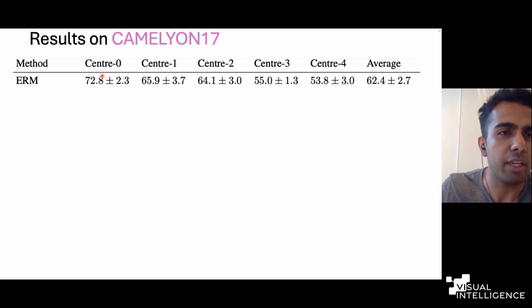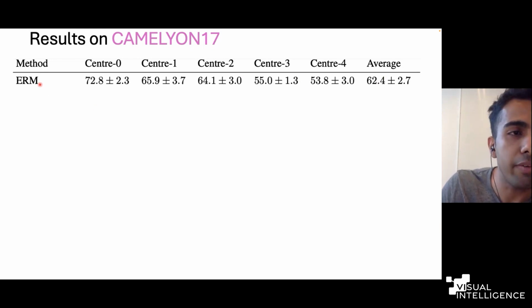What I'm showing here is that if you train a model on images from center 0 and you test it on all the other centers, this is the accuracy of that center. And we train 10 models per method per center. So there are 50 models in here, one for each center. And then you average the accuracy. So you get the average. So 62% is okay. And here, by the way, I'm not using any augmentation.